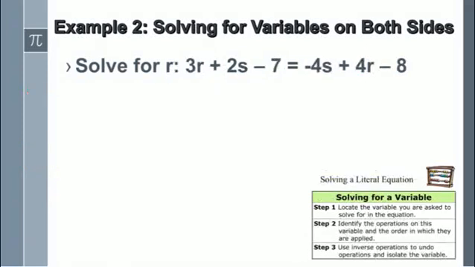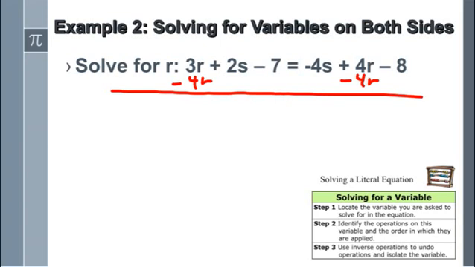So let's try one ourselves. So solve for r. So I'm going to get all of my r's to the left. It doesn't matter which side. I just like having my variables to the left. So I'm going to subtract 4r on both sides. And when I do that, I end up with a negative 1r plus 2s minus 7 equals a negative 4s minus 8.